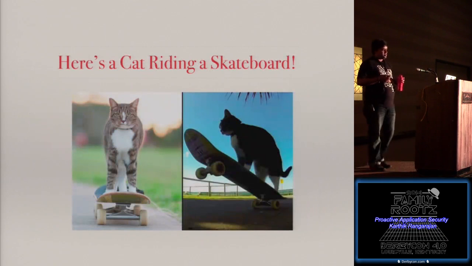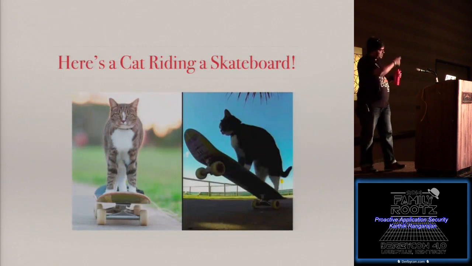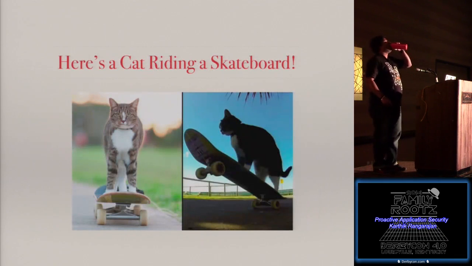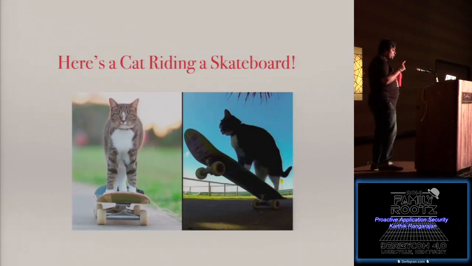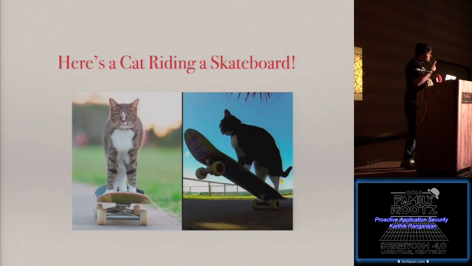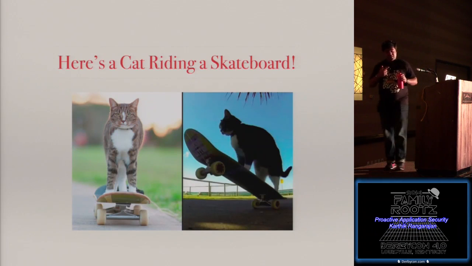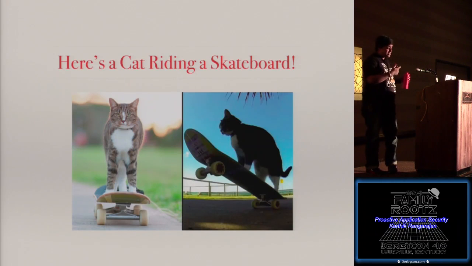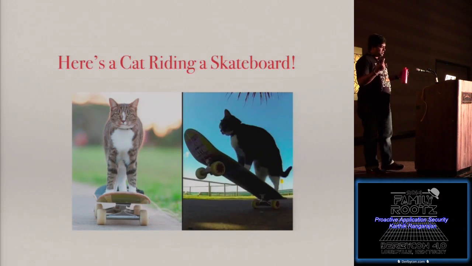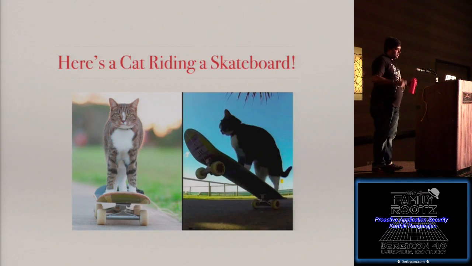So I've been talking nonstop. I need to drink some water, so here's a cat riding a skateboard. For those of you that don't know, this is an awesome cat. His name is Didga, and he actually rides a skateboard. And he does backflips and bungee jumping and all kinds of cool things. It's pretty awesome.